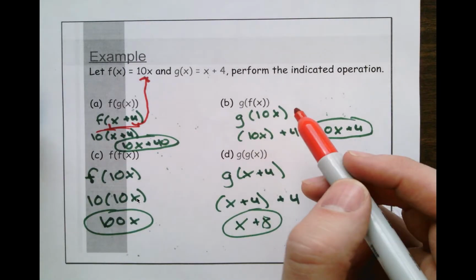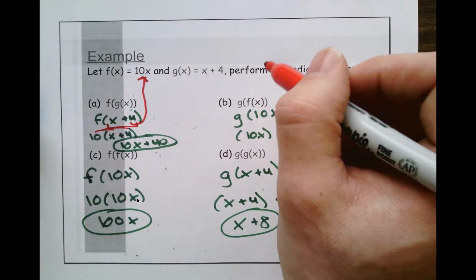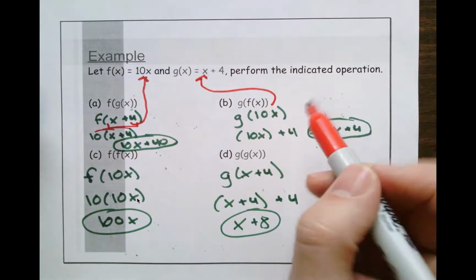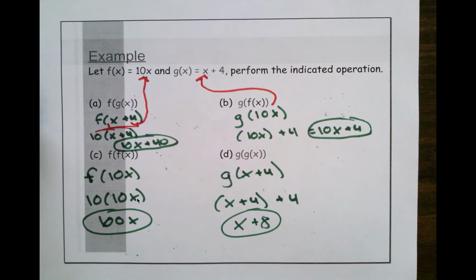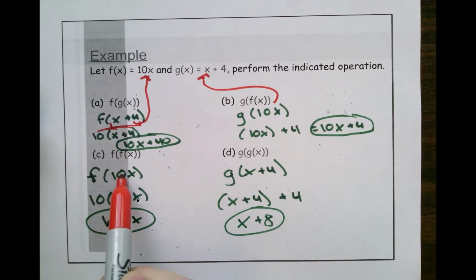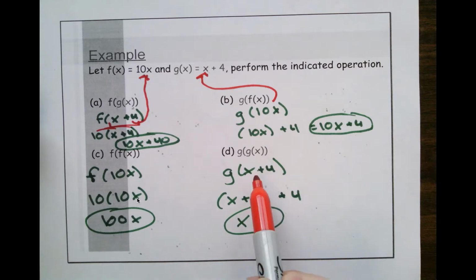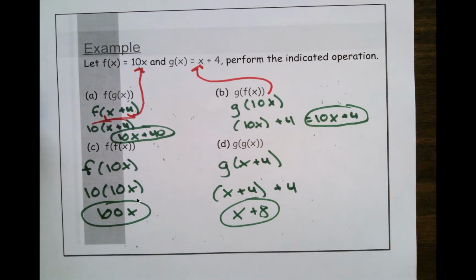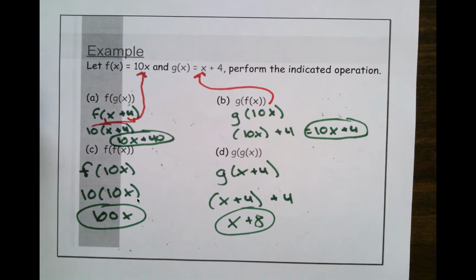In B, we have g of f of x. We have 10x as what we define as f of x. You're going to plug that into g, anywhere that you see an x. We see it here, so instead of writing x, I'm going to write 10x plus 4, and all I can do is simplify that down to 10x plus 4. Same idea in C and in D. You're taking this function and plugging it into f anywhere that you see an x. Taking this function, plugging it in anywhere that we see an x in g, and then just simplify all the way through.